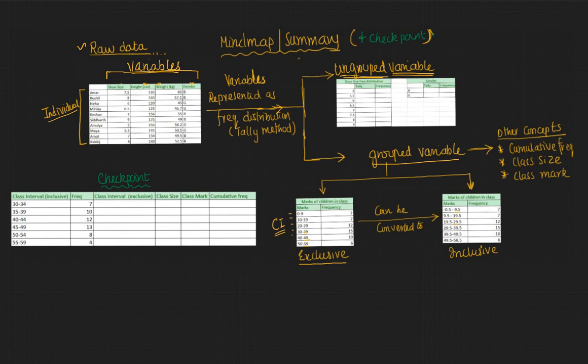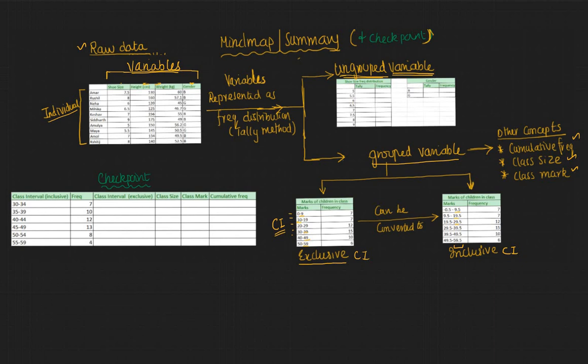So you can convert an exclusive class interval to an inclusive class interval by finding out what is in between the upper limit and the lower limit. Based on that, you can find out what is an inclusive class interval. Inclusive means that you include the upper limit here. And other concepts we looked into are cumulative frequency, class size, and class mark.